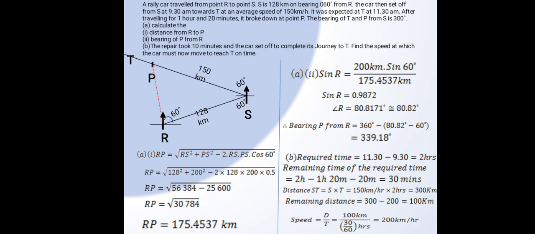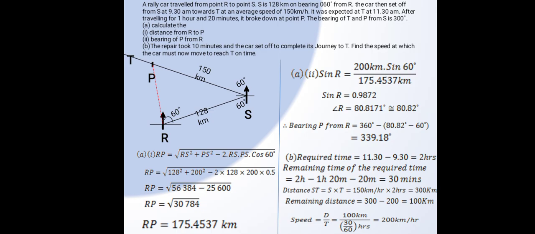Now it had traveled for 1.5 hours, and the repair took 20 minutes. So it means out of the 2 hours, it has only 30 minutes to cover the remaining journey and arrive at the destination at 11:30. Now we shall use those details to compute the speed it needs to travel.